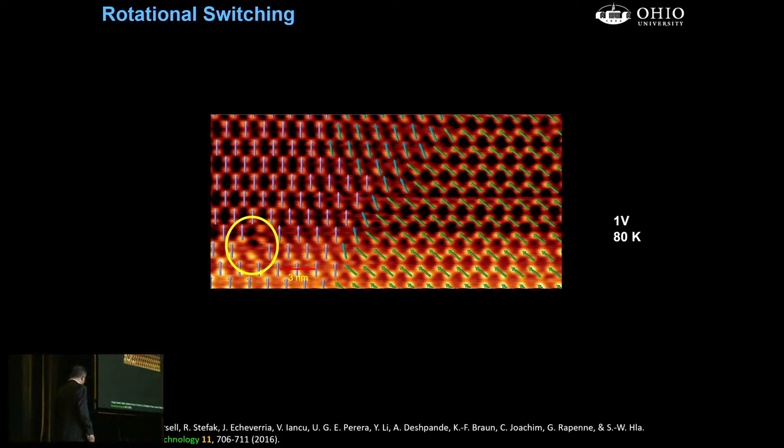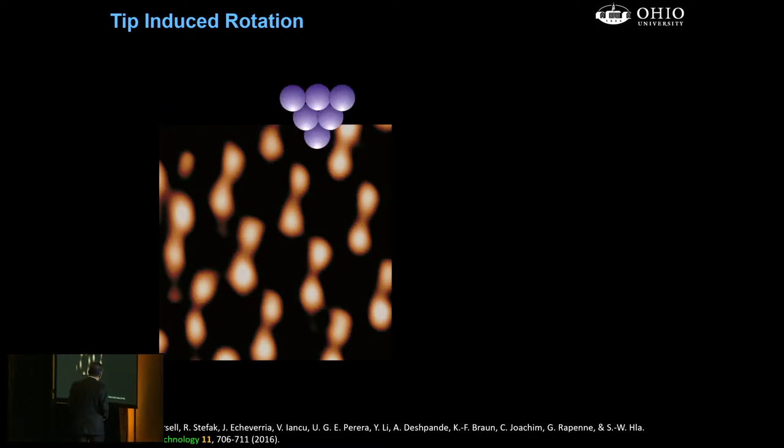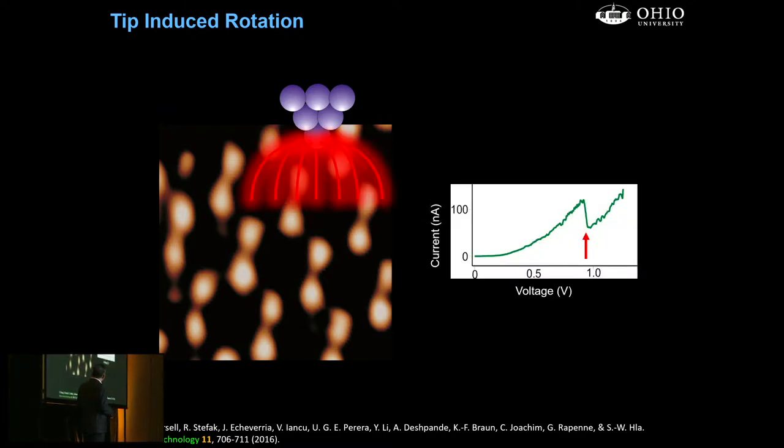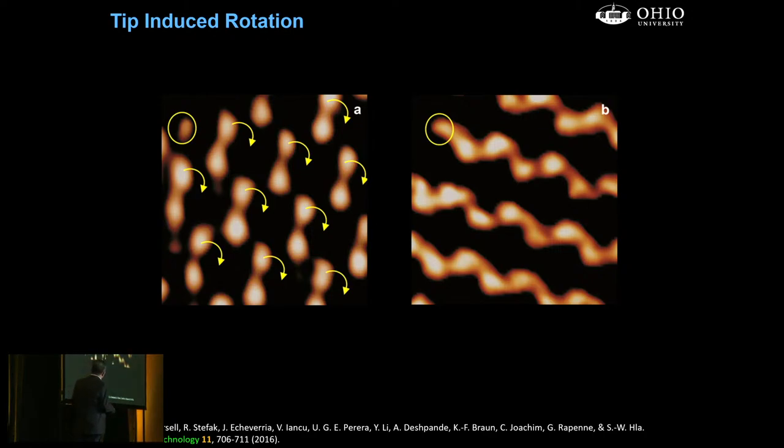Okay, so this is the rotation. And we can also do that in a controlled way. Here is a close-up image with a defect site as a landmark. We position the STM tip and apply the electric field again. Then something happens here, around 1 volt. So we measure the energy to rotate. It's about 1 electron volt. And then we took the image again. We see that they all rotated in the clockwise direction. And here, the circle is a defect, which we use as a landmark, so we know that we are looking at exactly the same area.